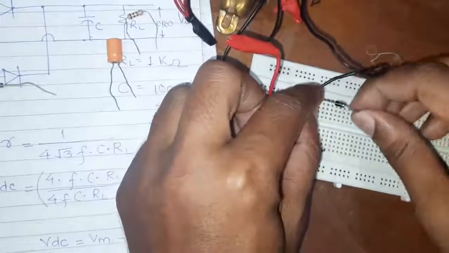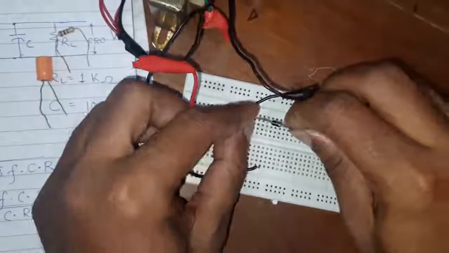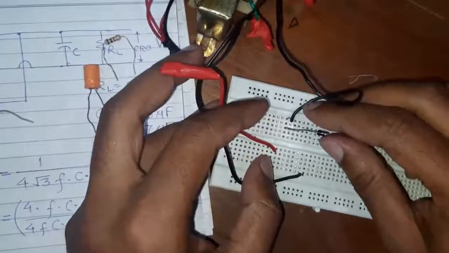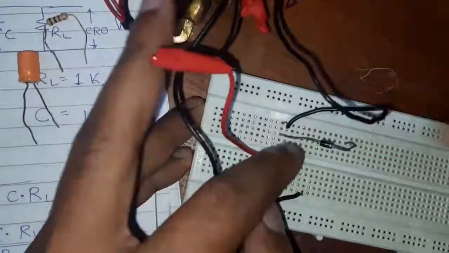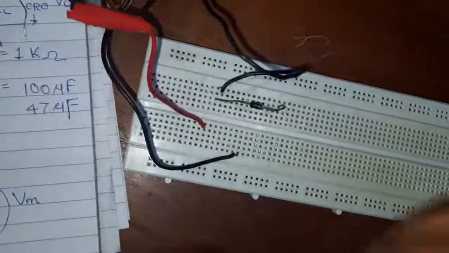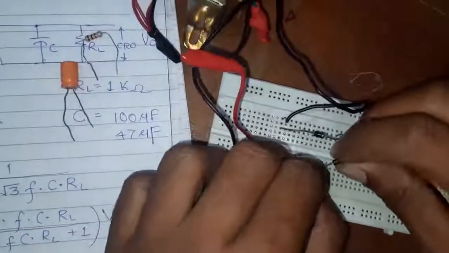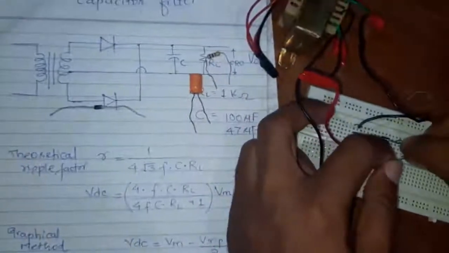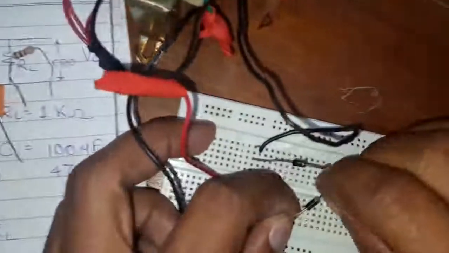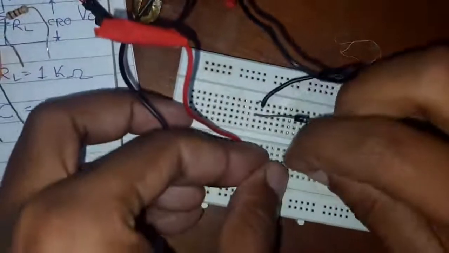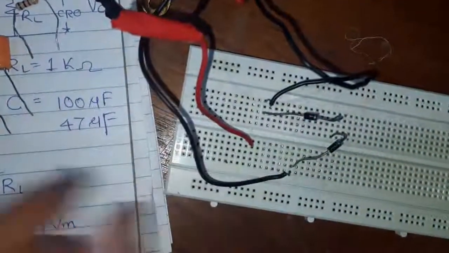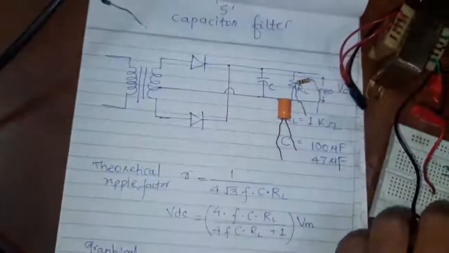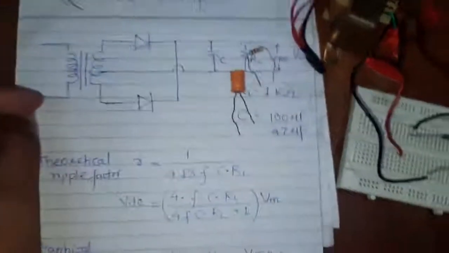The diode will be connected in this fashion, and this diode will be connected over here. So it's the same as what is there in the diagram. This is one, and this is one, and both are shorted here. See, both are shorted over here.